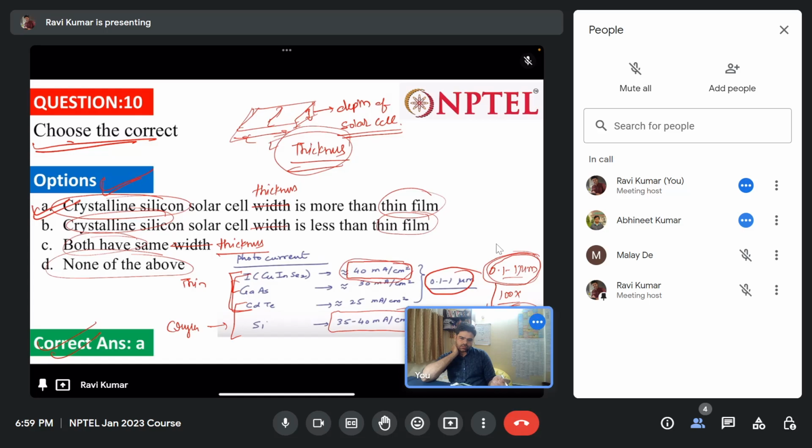You got the question? Okay, sir. We have more efficiency in thin film, but still we are moving towards crystalline silicon. Efficiency is more, voltage is more, and material use is less. But then why are we moving towards crystalline silicon? This is the question. Find out, do some research, and then we will discuss in the next class. I think this is the last question for today, and we are done with today's lecture.